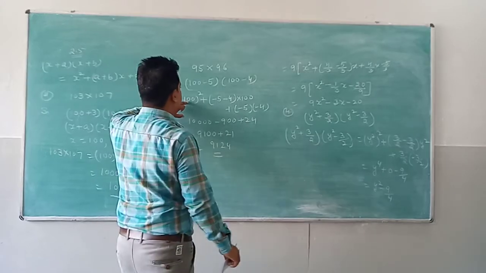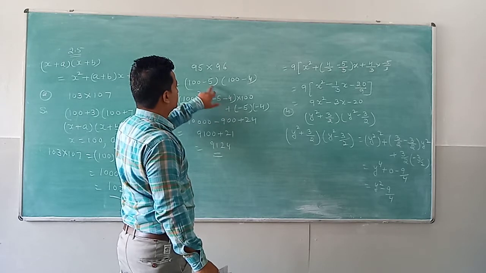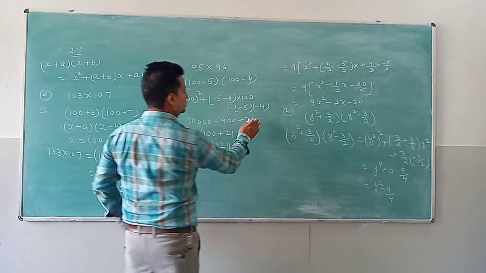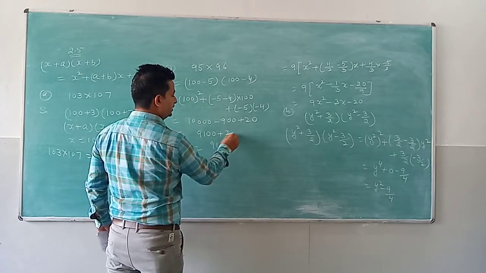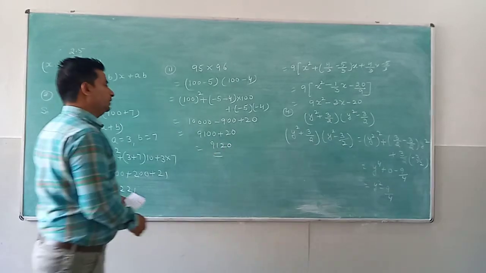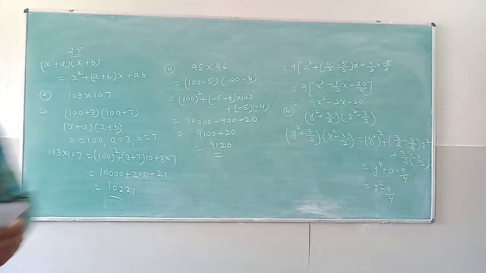In this sum, we write this as 100 − 5 and this as 100 − 4. So this is x² + (a + b)x + ab. This is −5 and this is −4, and this is 20. So this is 9100. This is 20. So 9120 is the product of this question.